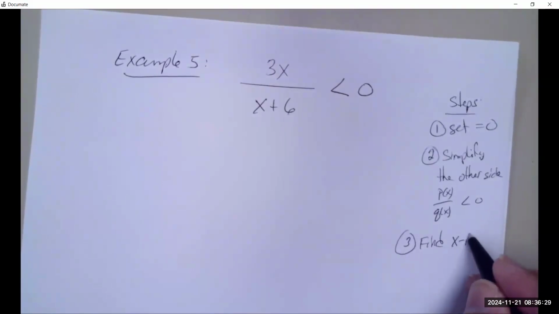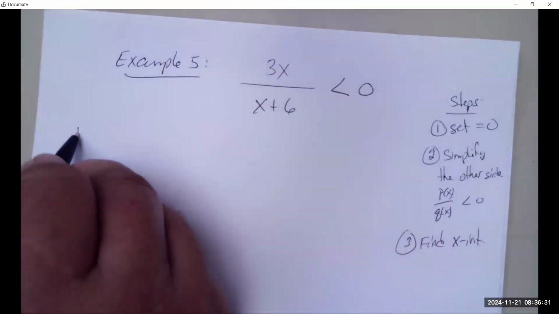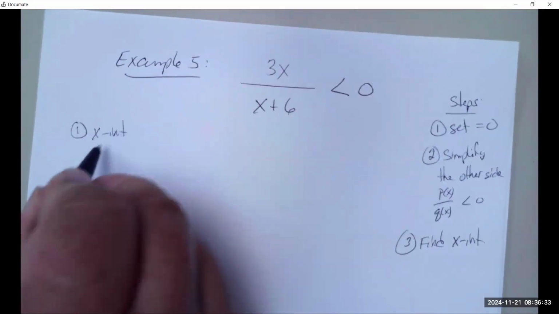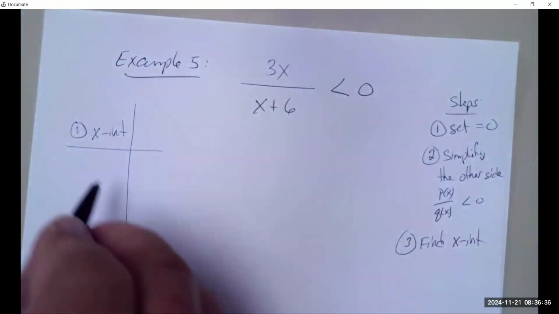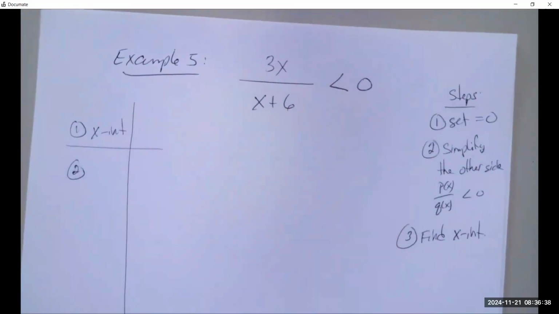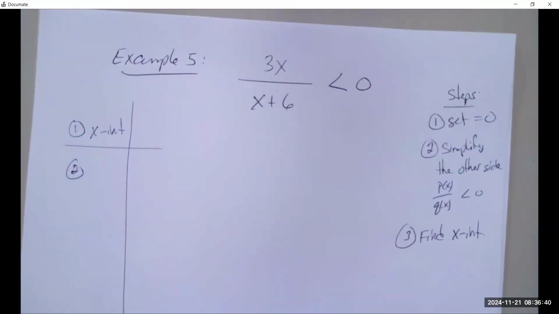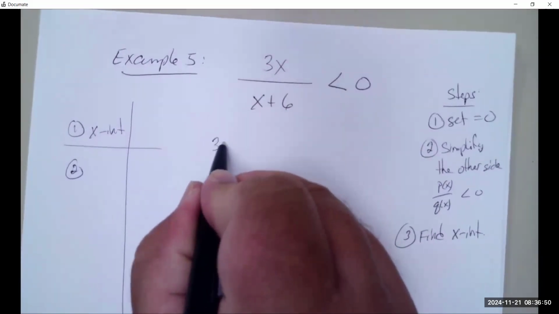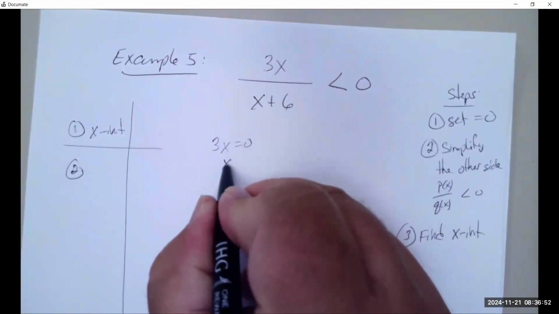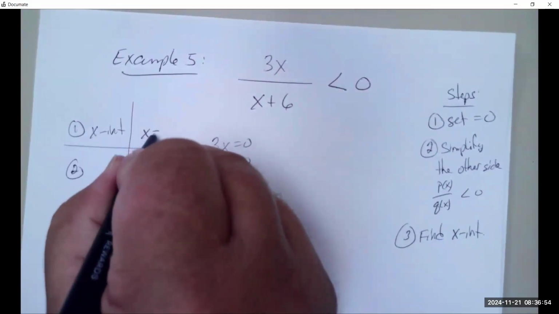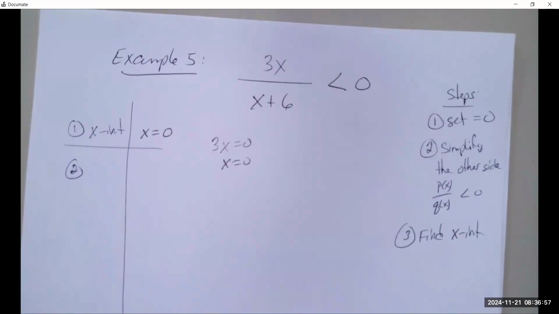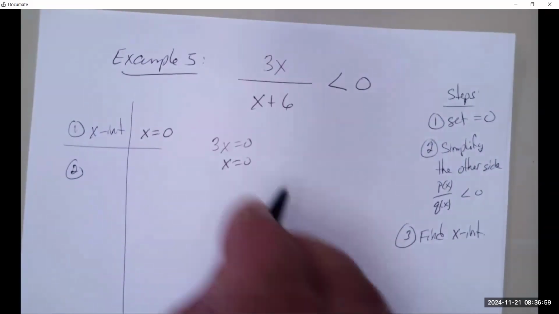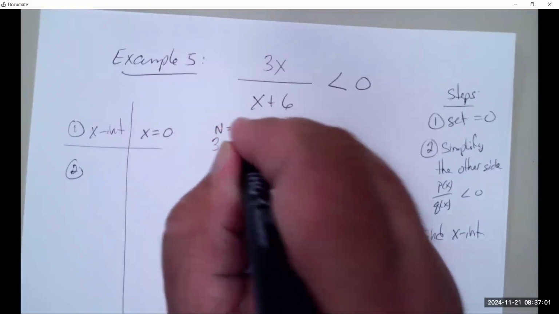Step 3. Find the x-intercept. So here, what is my x-intercept? How do you find the x-intercept? We just talked about that. Set the top equals 0. So we have 3x equals 0. So my x-intercept is at 0. So I set the numerator equal to 0.